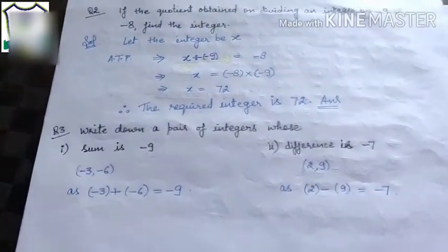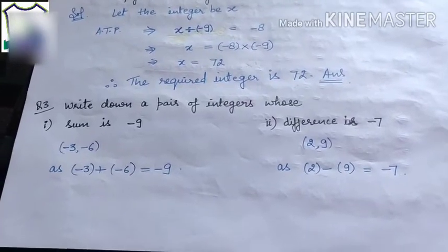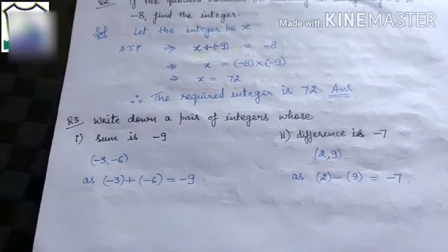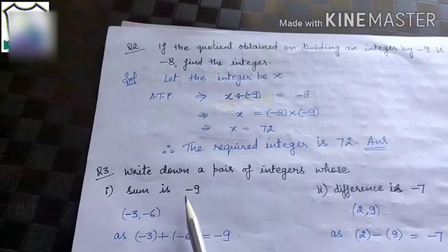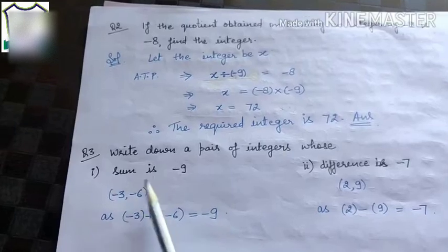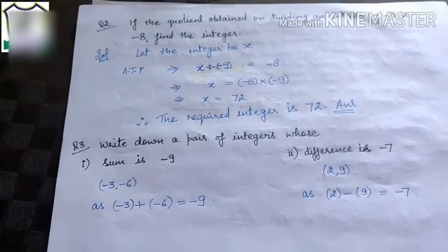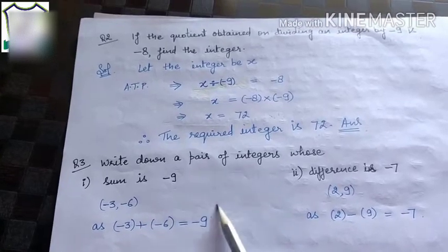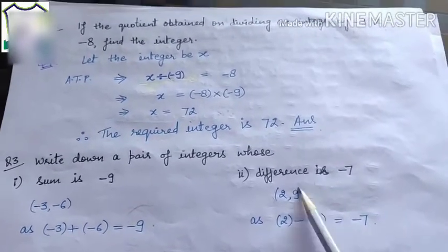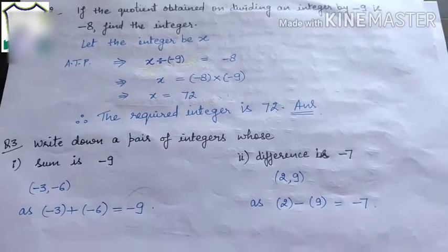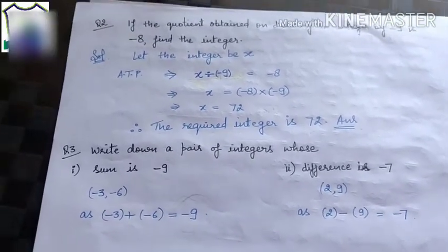Now here you have to write a pair of integers whose sum is -9 and difference is -7. So when the sum is -9, you can write any pair according to your choice. For example, -3 and -6. So -3 plus -6, it is -9. Difference is -7. So 2 minus 9 is -7. You can take any pair according to your choice.